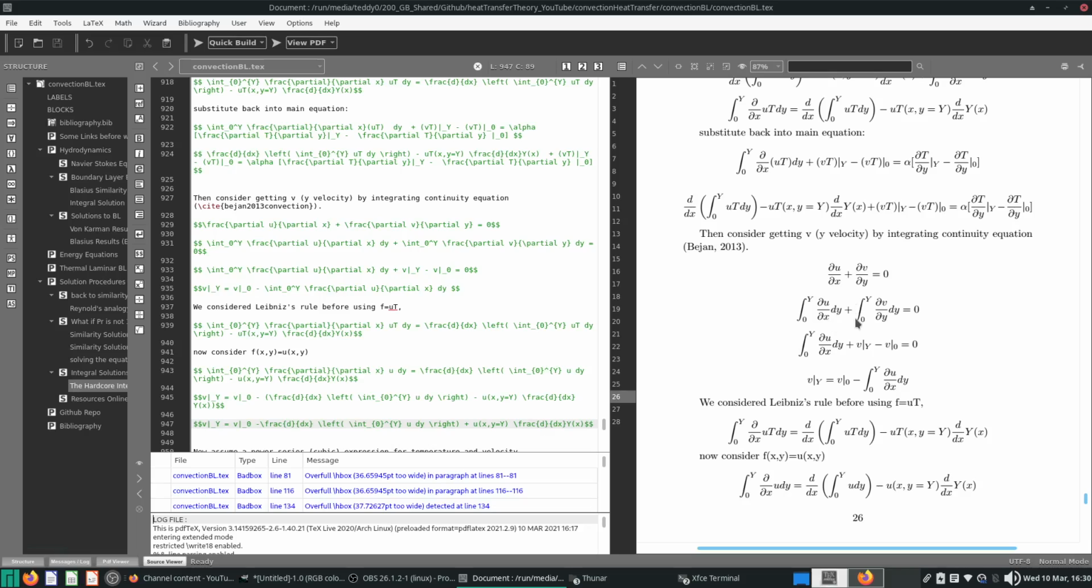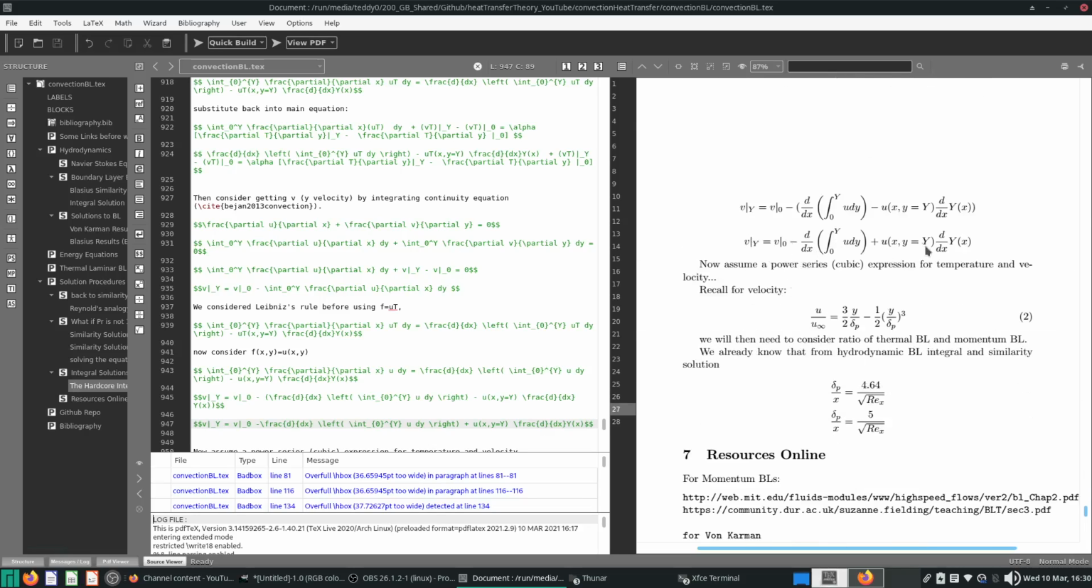So when we integrate across y, we actually get this result as a result of using Leibniz rule. Okay, so once we have Leibniz rule, we find that Vy equals V, the y velocity evaluated at 0, then you have this integral term here plus u evaluated at x, and of course y, and d big Y dx. This big Y is going to be our boundary layer thickness later on.